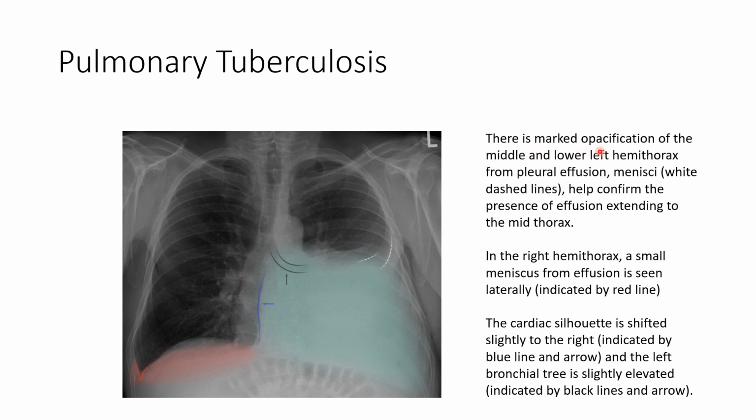There is marked opacification of the middle and lower left hemithorax from pleural effusion. Menisci, white dashed lines, help confirm the presence of effusion extending to the mid-thorax. In the right hemithorax, a small meniscus from effusion is seen laterally, indicated by the red line. A meniscus is a concavity. The cardiac silhouette is shifted slightly to the right, indicated by the blue line and arrow, and the left bronchial tree is slightly elevated, indicated by black lines and arrow.